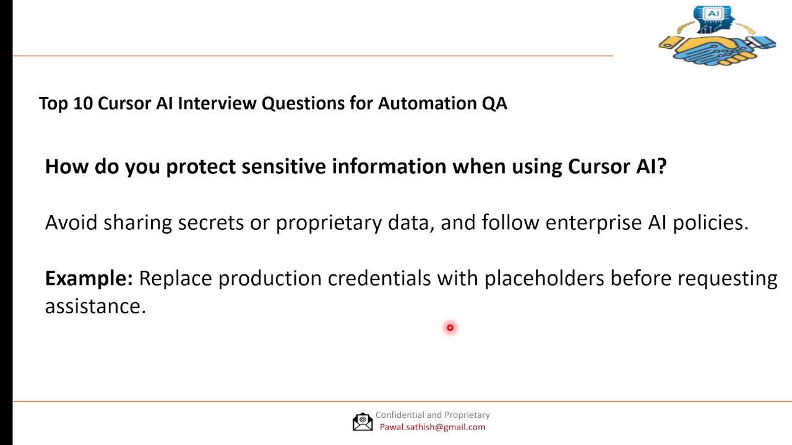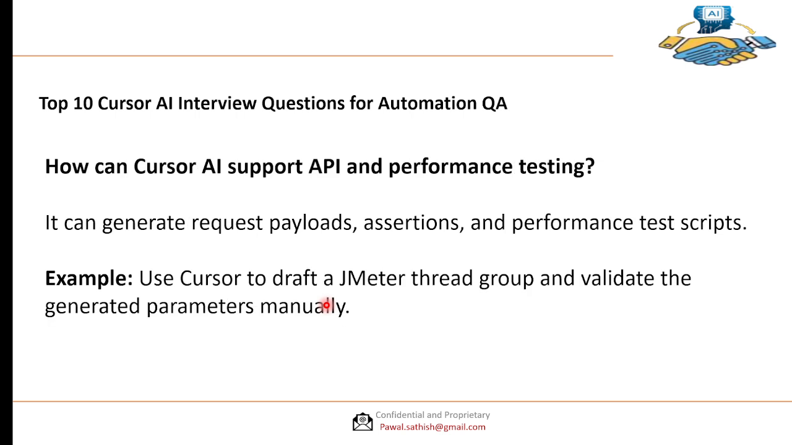Next question: how do you protect sensitive information when using Cursor AI? We need to avoid sharing secrets or proprietary data and follow the enterprise AI policies. Replace production credentials with placeholders before requesting assistance from Cursor AI. How can Cursor AI support API and performance testing? It can generate request payloads, assertions, and performance test scripts. We can use Cursor to draft a JMeter thread group and validate the generated parameters manually.